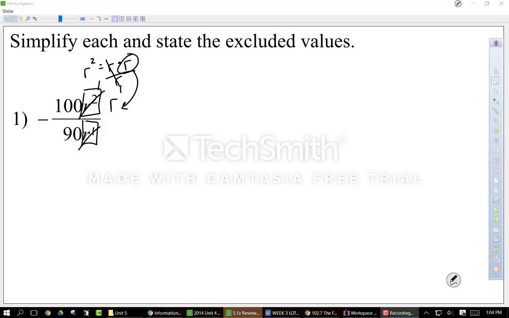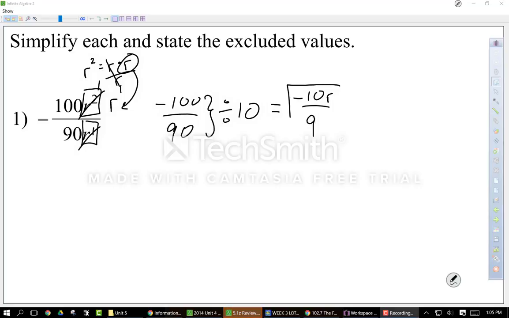What I then want to do is simplify my numerical coefficients, 100 and 90. If I look at negative 100 over 90, I see that these can both be divided by 10. So I get negative 10 over 9. That's the numerical part. What happened with my variable? My variable r was left on top. So my answer is negative 10r over 9. This is the simplified answer.